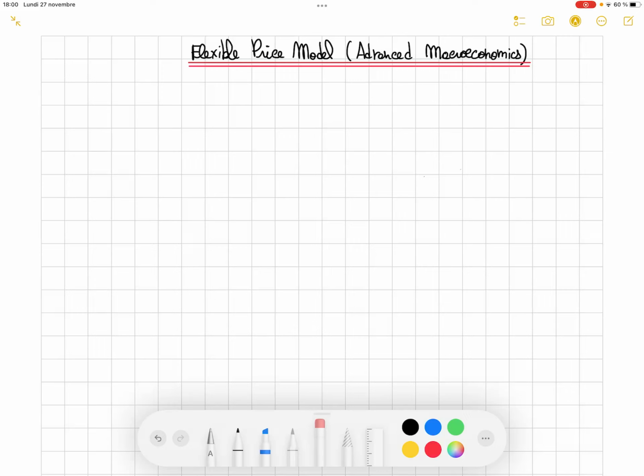Everyone, so here we will introduce our Dynare tutorial. I want to let you see how we derive the different equations of our system that we'll be using in Dynare. Okay, so we will here do it for the flexible price model.